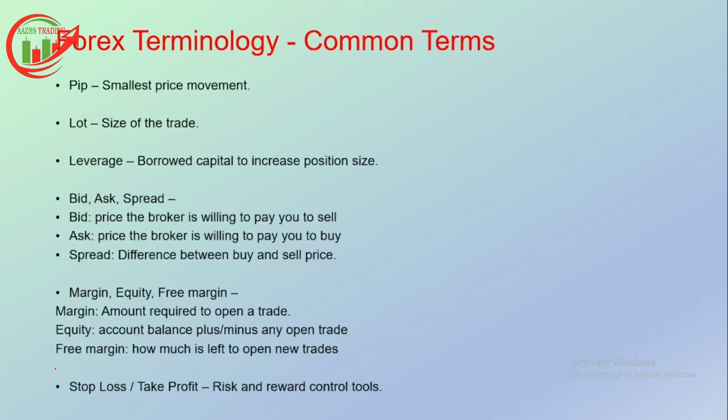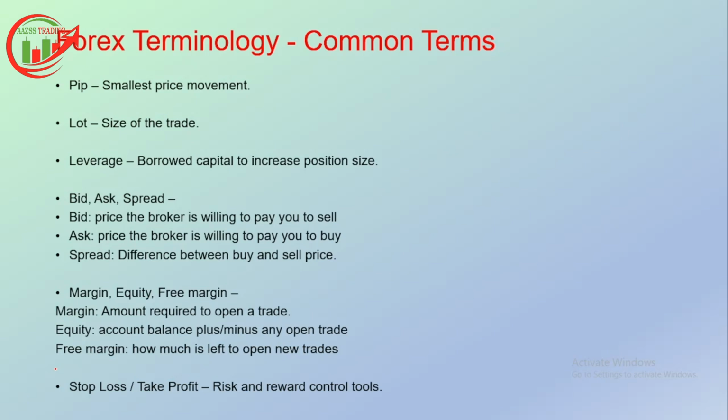I would like to do a short recap. Pip is the smallest price movement. Lot size is how much you are trading, the size of the trade. We have the standard lot, mini lot, and micro lot. As time goes on, we'll explain that.